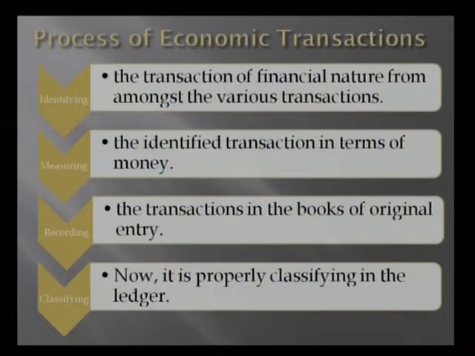So it means that when any economic transaction comes into the picture, the transactions of financial nature would be identified from all the various transactions. That is your first step. Then the second step is measure. It means that it would be converted into monetary terms. So identified transactions are converted into monetary terms and you find out the monetary value of those transactions.